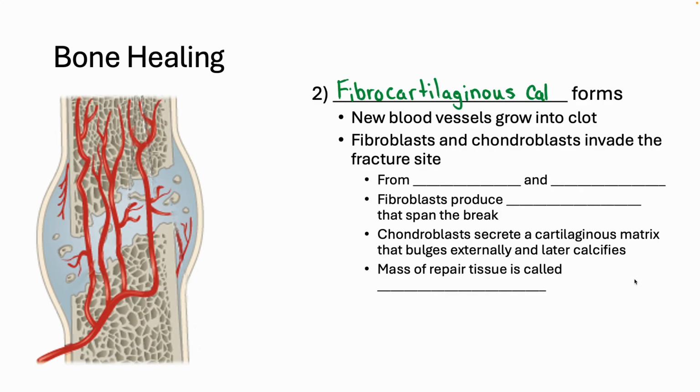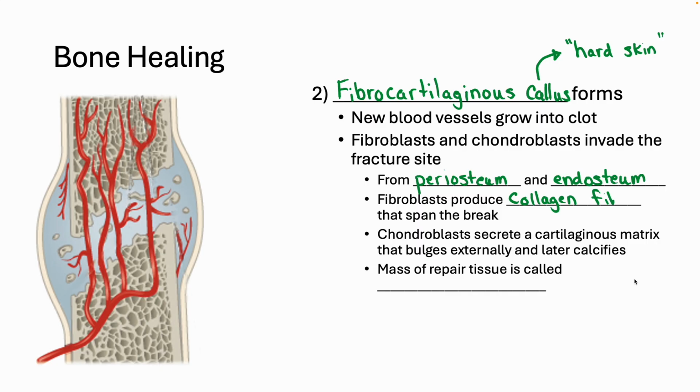So in this step, the fibrocartilaginous callus is going to form. A callus means hard skin. So basically new blood vessels are coming into the clot, and you have fibroblasts and chondroblasts invading the fracture site. They come from the periosteum and the endosteum.